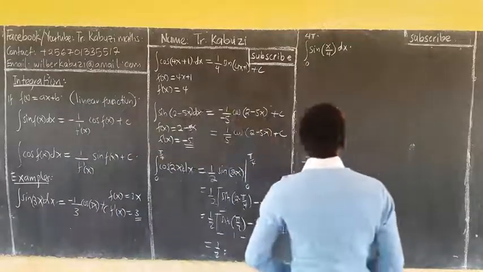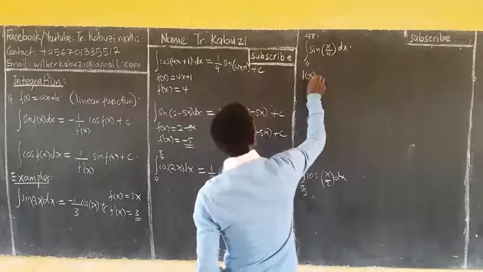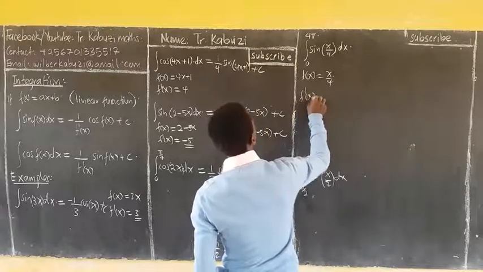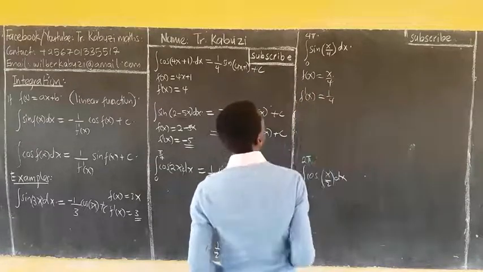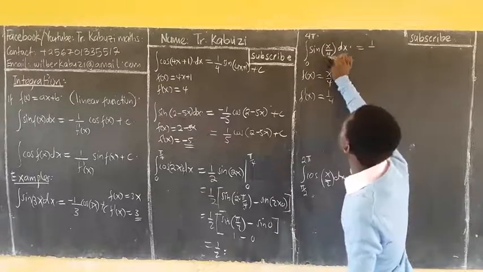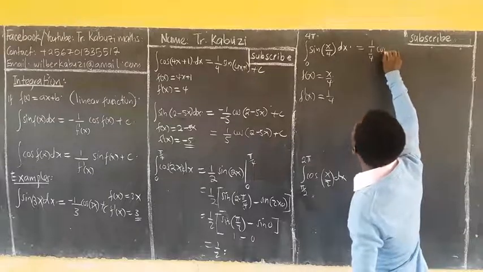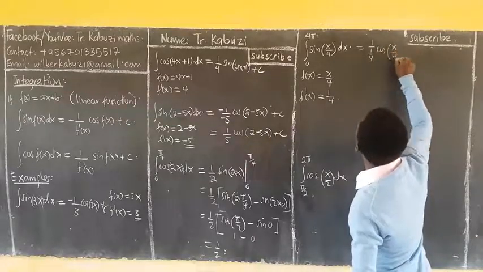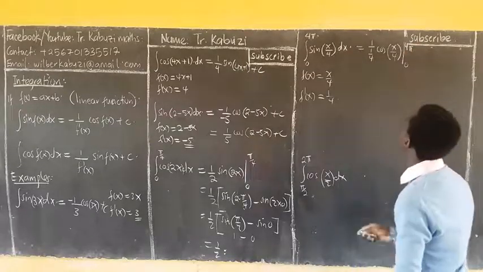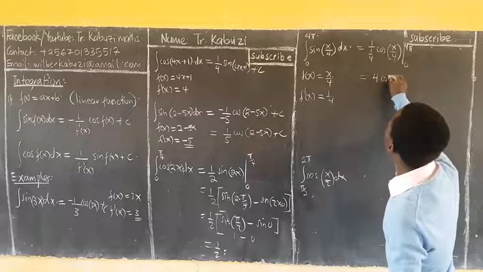When we come to this, our f of x is a fraction, x over 4. When you differentiate it, we get a quarter. So the reciprocal is 1 over the derivative, which is 4, then cos of the angle x over 4, with limits from 0 to 4 pi. So the reciprocal gives 4, then cos in the brackets.